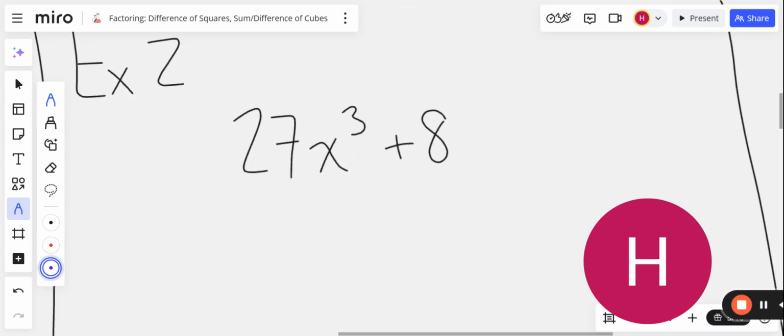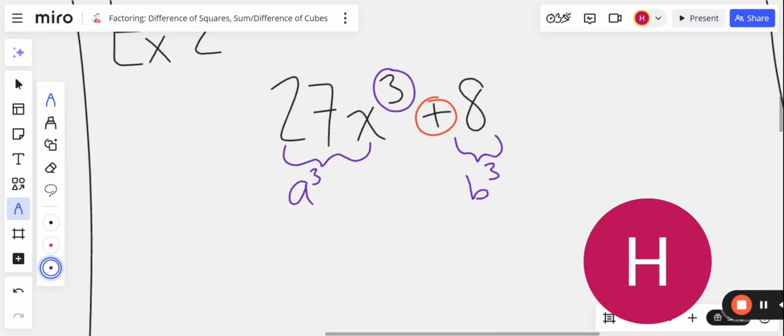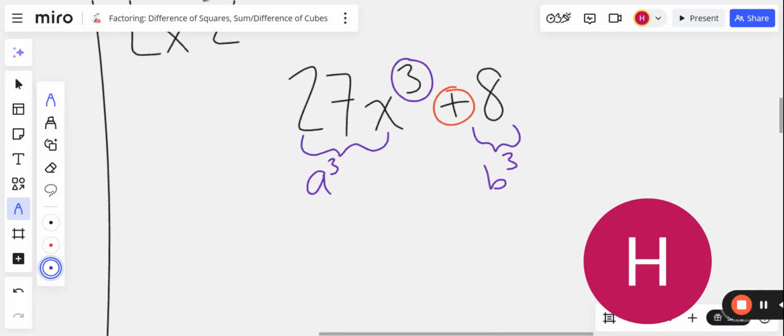So we see that this is a cubed. So it's a very good idea to think that it's going to be some kind of cubes factoring. We see that there's a positive, so that would be a sum of cubes. Then we just have to make sure that this works as a cube. Is this a perfect cube? Could this possibly be my a cubed? And could this be my b cubed? Well, yeah, it could, because something times itself to give us 27.